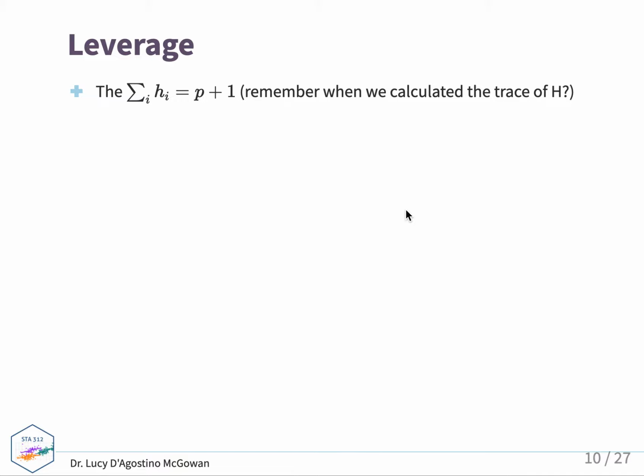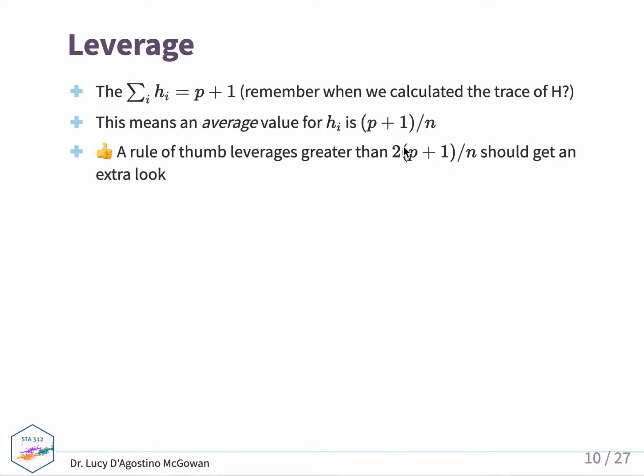All right, so remember that the sum of the diagonal of the hat matrix, or the sum of these hi's, is equal to p plus 1. You proved this because you showed that the trace of the hat matrix was equal to p plus 1, and when you sum up the diagonal elements, that's the same thing as taking the trace. What this means is that the average value for hi is going to be p plus 1 over n. We can use that average value to give us a sense for where a cutoff might be for what we might expect.